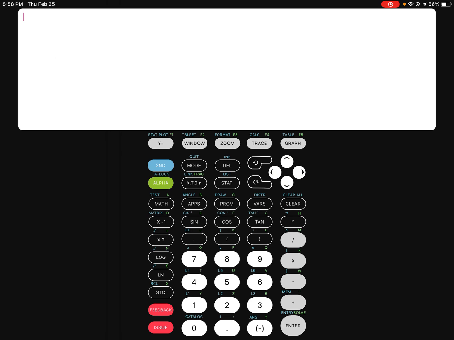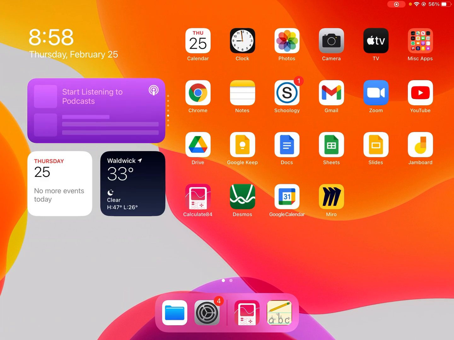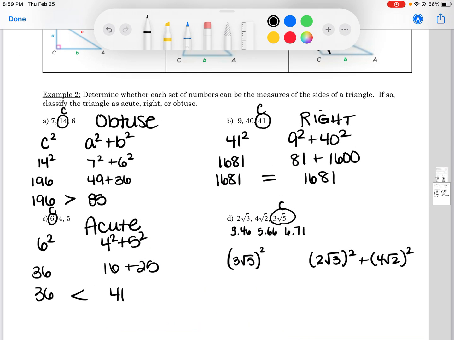We need 3 root 5 squared. So I'm going to use parentheses to make sure I am squaring the whole thing. So let's square that. We're going to get 45 when we do that. For the other two, we have 2 root 3 getting squared. And then we want to add to that 4 root 2 being squared. And that's going to give me 44. So the C squared gives me 45. When I add the other side, I get 44. So this is giving me 45. This adds to 44. 45 is greater. So since C squared is greater, we are going to have an obtuse triangle.